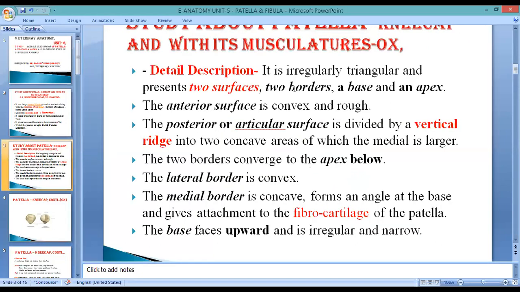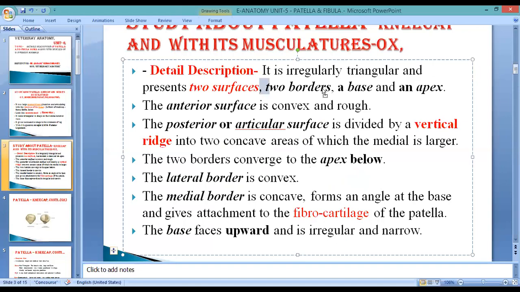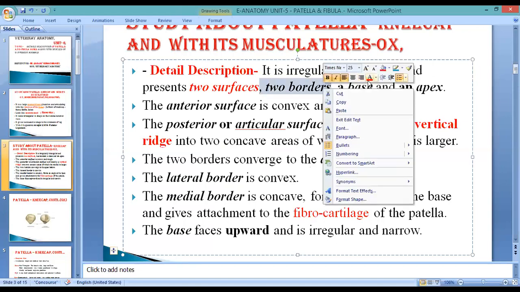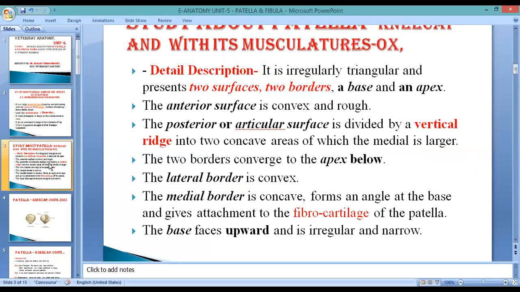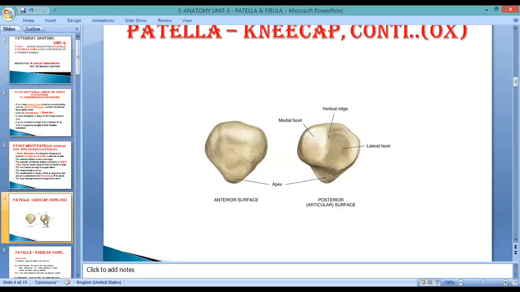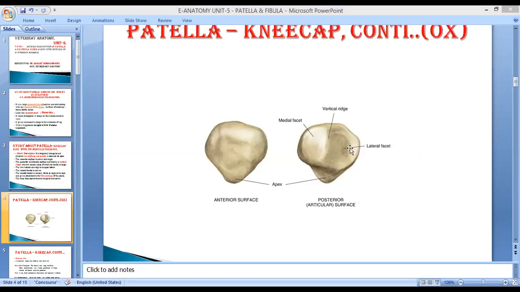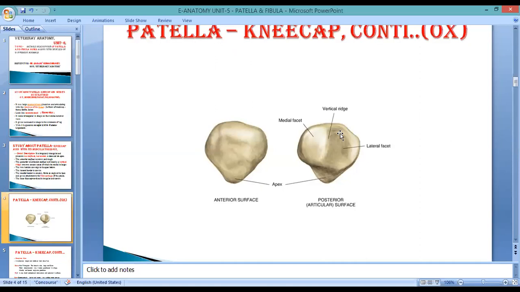One will be the lateral, another will be the medial, because the patella comes in contact with the trochlea of the femur, and according to the shape and position of the trochlea, one is lateral, another is medial. The surface of the patella that comes in contact with the lateral trochlear part is known as the lateral facet, lateral border. This is the lateral border, and this is the medial border.